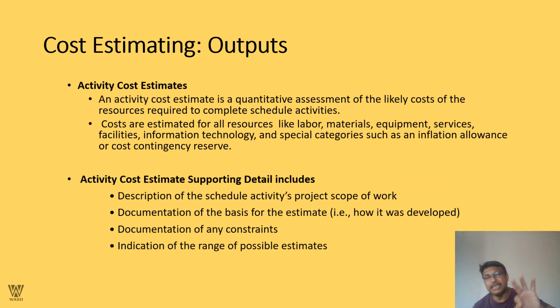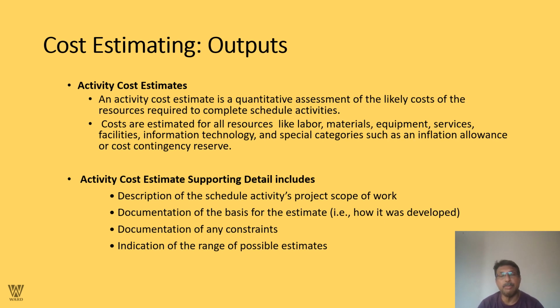Let us come to the third segment of output, the cost estimates as far as outputs are concerned. Activity cost estimates. What are we talking about? We're talking about the quantitative assessment of the likely cost of the resources required to complete a scheduled activity. Cost estimates for all resources like labor, material, equipment, services, facilities, information technology, and probably special categories such as inflation allowances or cost contingency reserves.